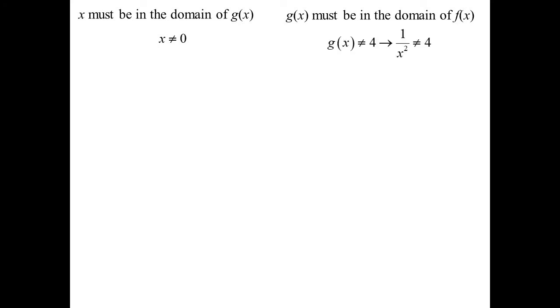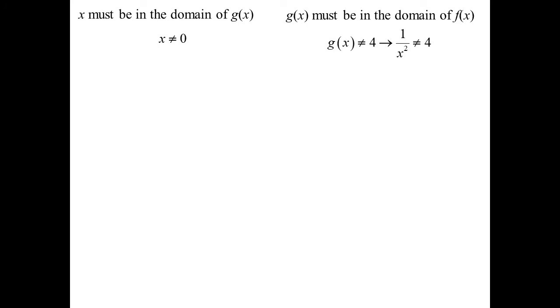So x must be in the domain of g(x). That was our first condition. So if we look at g(x), we said x can't equal 0. But we also said g(x) must be in the domain of function f(x). So g(x) can't equal 4.